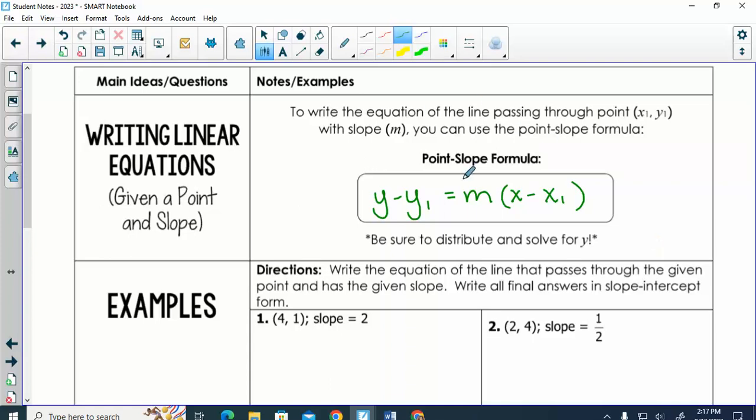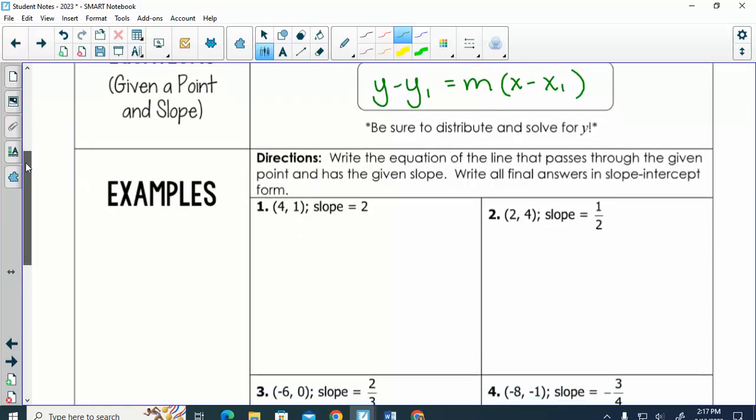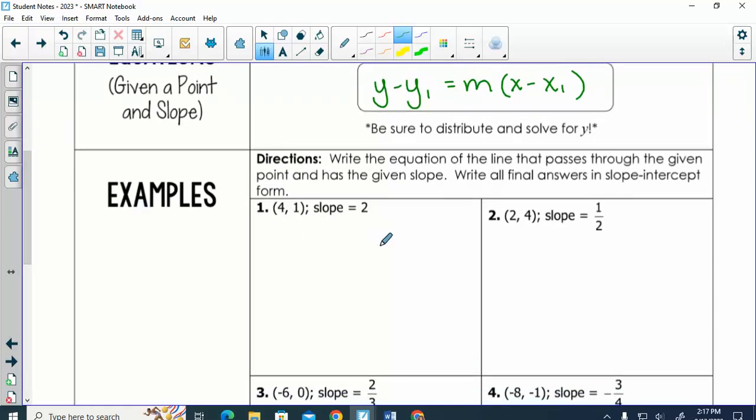So if we look at this one, if I wanted to use this formula, this would be my x1, my y1, my slope is my m. So we plug them in, we get y minus, what's y1? 1 equals m, which is 2 times x minus 4.